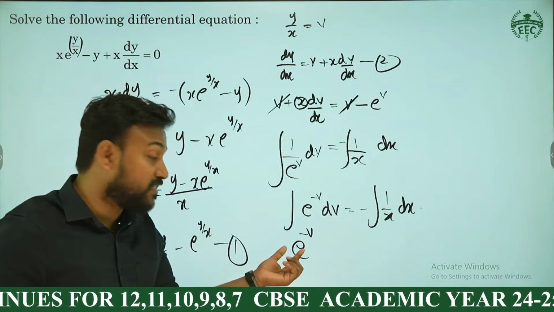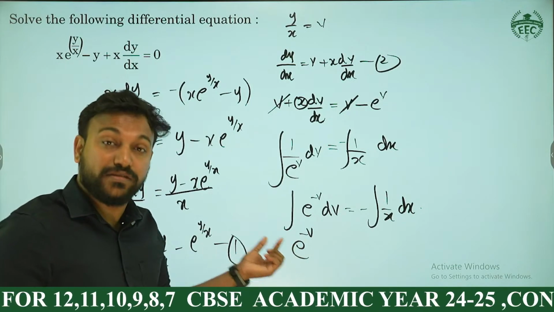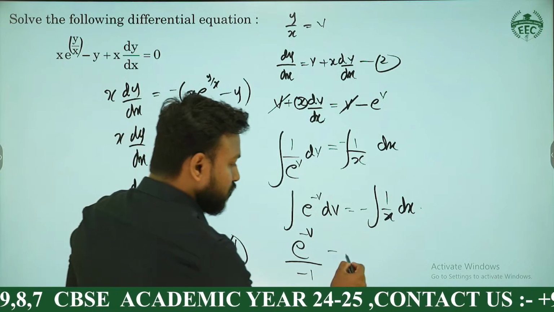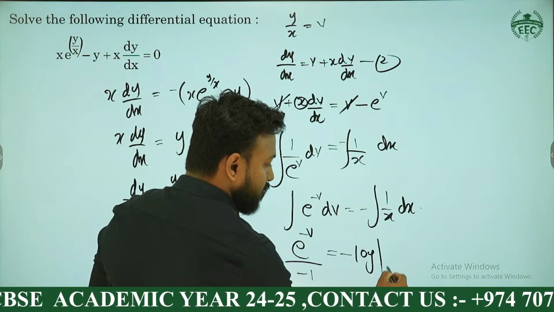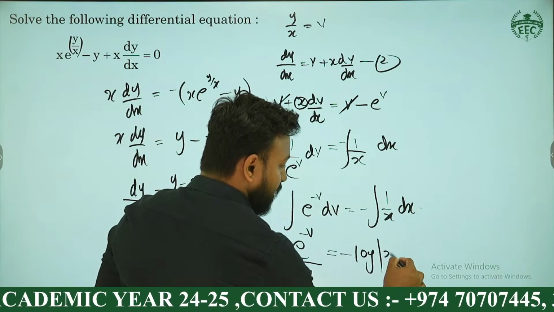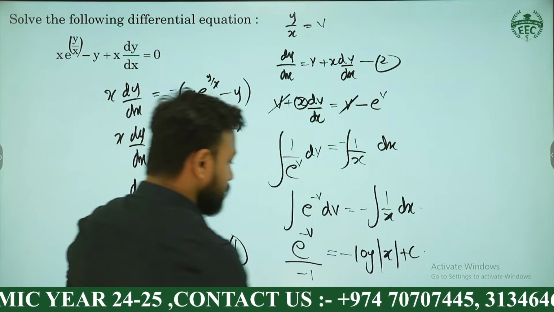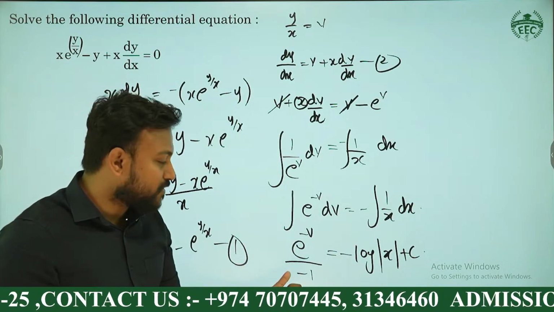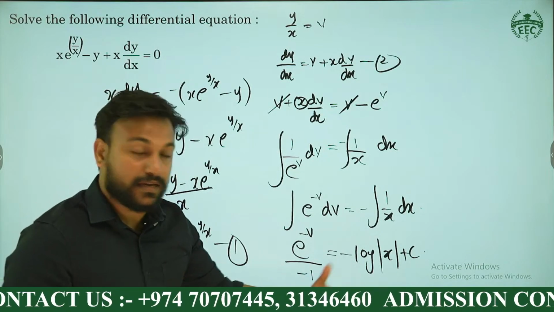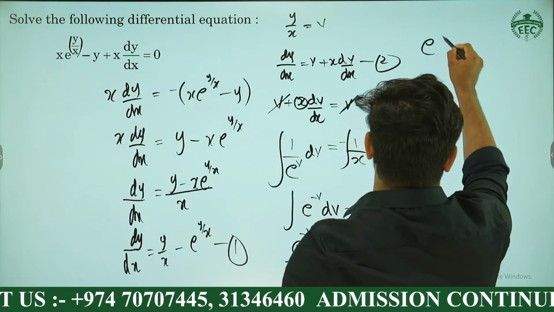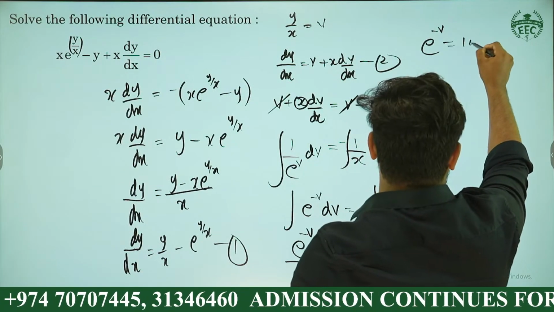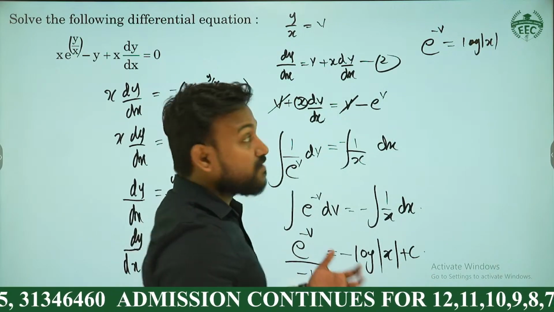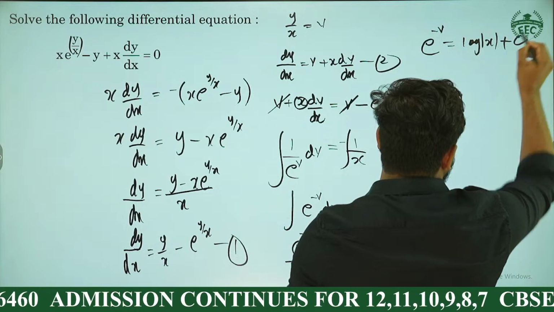But it is not v, it is minus v. So we need to divide it by minus 1. That's all. Which is equal to minus log mod x plus c. So I'm going to multiply the entire equation by the negative so that I can cancel this negative and that negative. Then what is the final answer? e raised to minus v is equal to log mod x. This positive becomes negative, and negative c is also another constant, that is plus c.